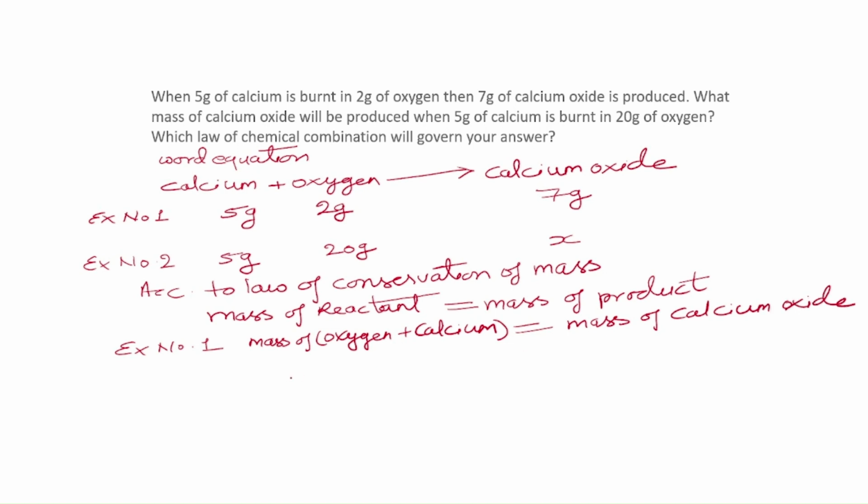Now what is the mass of oxygen and calcium? It is 5 plus 2. And what is the mass of calcium oxide? 7. What do we get here? 7 is equal to 7. It means the mass of reactant is equal to the mass of product.